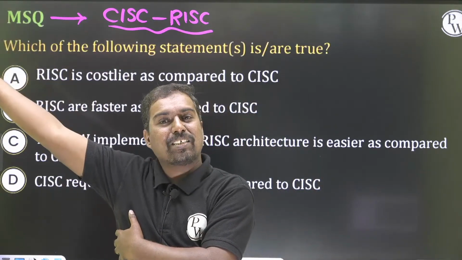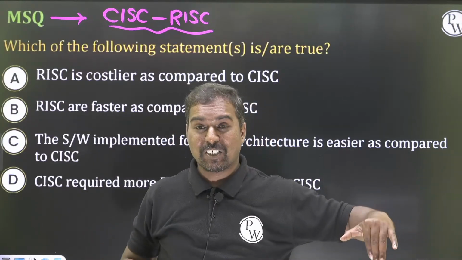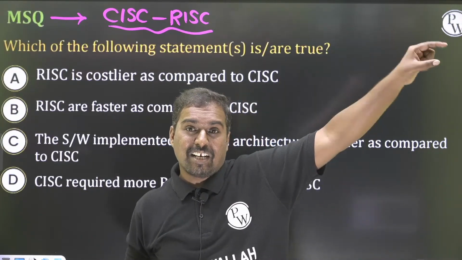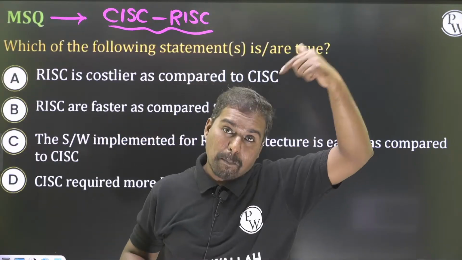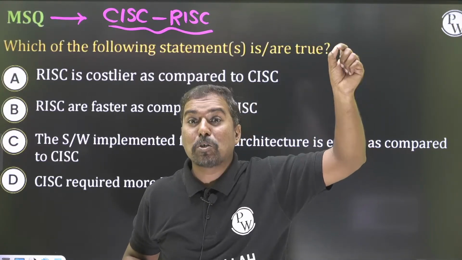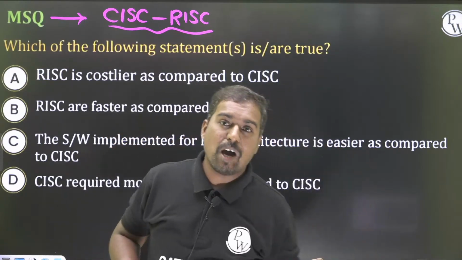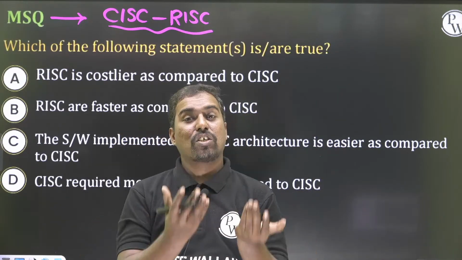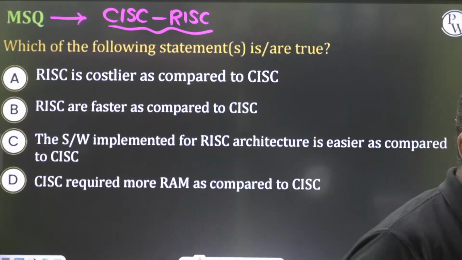CISC has fewer instructions. RISC has more instructions. Don't think that because the RISC definition is reduced instruction set of computers, the number of instructions is less. That is a wrong analysis. RISC means reduced complexity. Whatever instructions you have, the complexity is less, but the instructions are more. You understand?